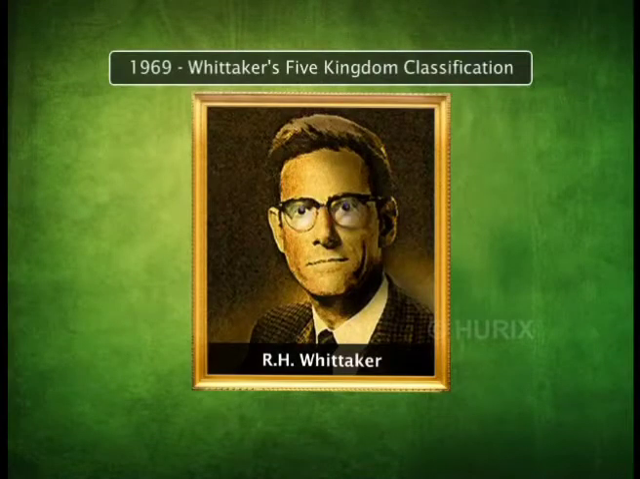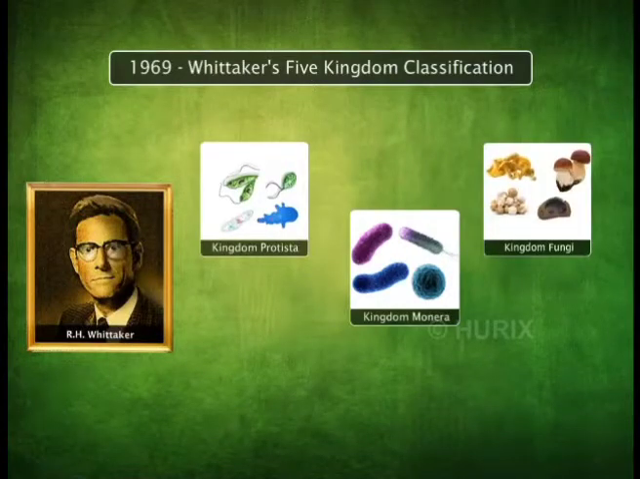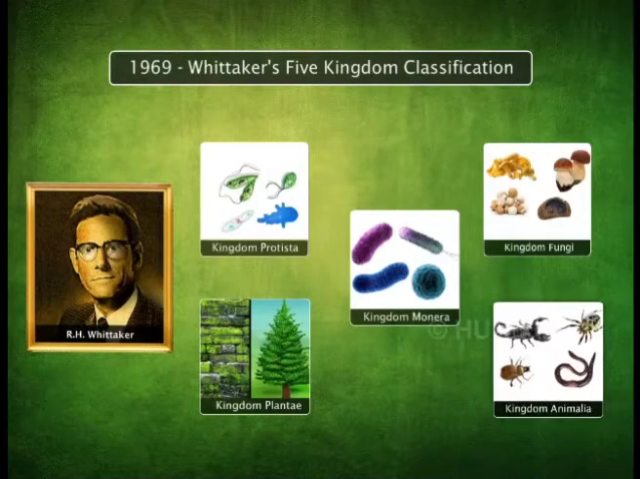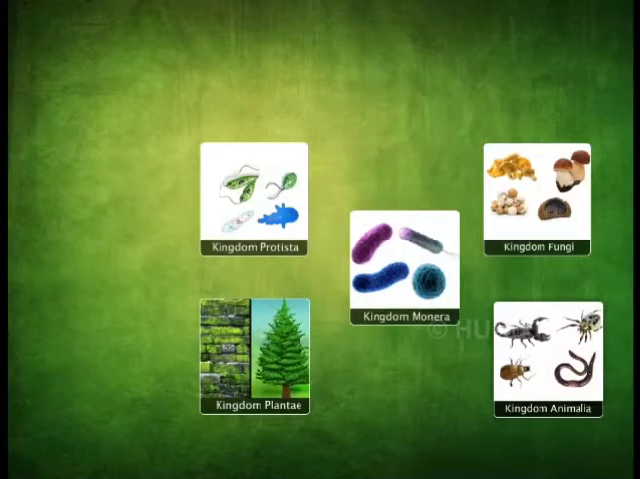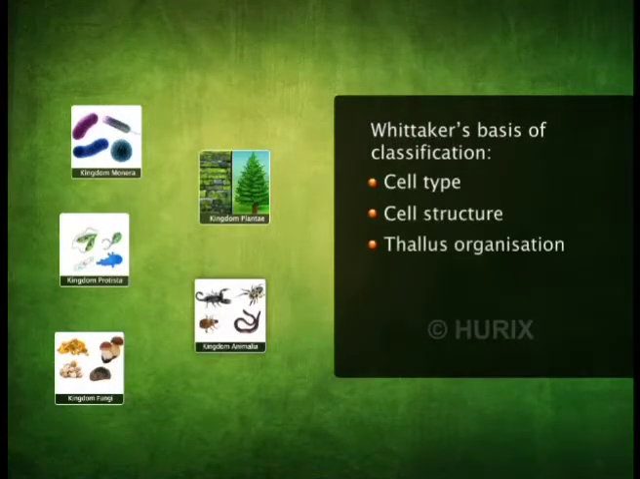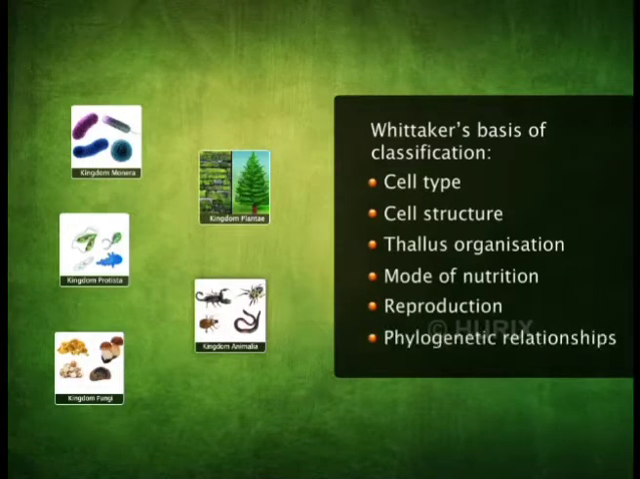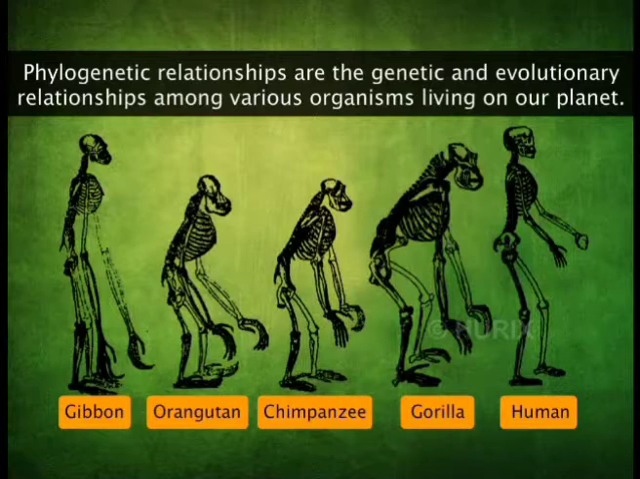In 1969, R. H. Whitaker, a distinguished American plant ecologist, proposed a five-kingdom classification. These five kingdoms are Kingdom Monera, Kingdom Protista, Kingdom Fungi, Kingdom Plantae, Kingdom Animalia. The system of five kingdoms became very popular and formed the basis for a new multi-kingdom system. Whitaker classified the five kingdoms on the basis of their characteristics, such as cell type, cell structure, thallus organization, mode of nutrition, reproduction, and phylogenetic relationships. Phylogenetic relationships are the genetic and evolutionary relationships among various organisms living on our planet.